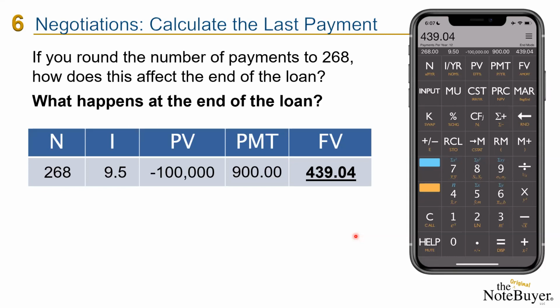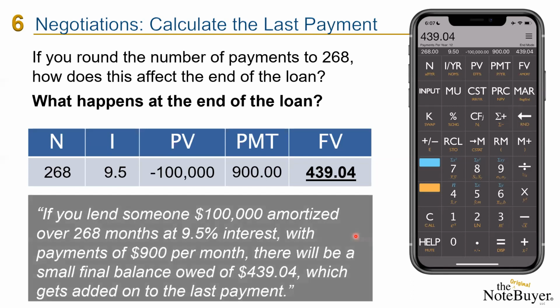Well, it sometimes can occur in the middle of the loan, but normally the balloon is going to be at the end of the term, and it is the amount that's owed immediately upon making that last payment. Okay, so if I'm looking at this here, I'm going to say that if you lend someone $100,000 amortized over 268 months at 9.5% interest with payments of $900 a month, there will be a small final balance of $439.04, and that's going to get added on to the last payment.